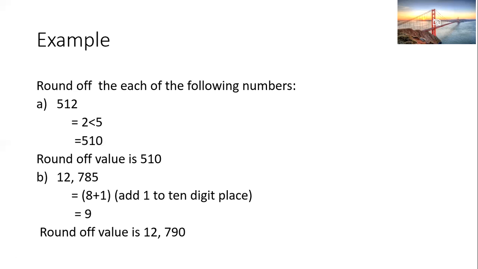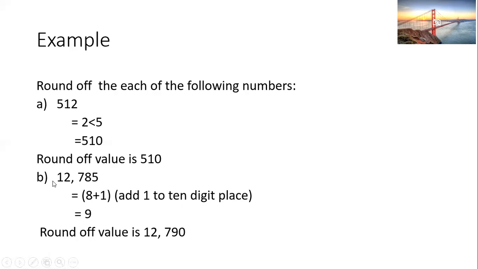Since 2 is less than 5, you come down to the tens place. Listen, this is 12. How will you read 12? Nearest to 10. Nearest tens right now. So the answer, the rounded value, is 510.